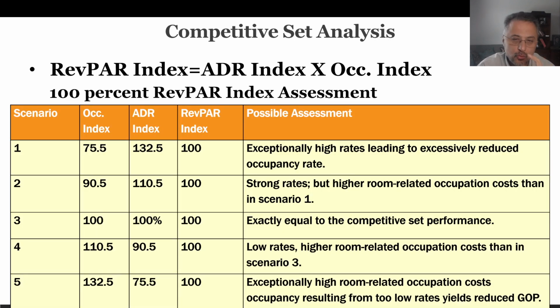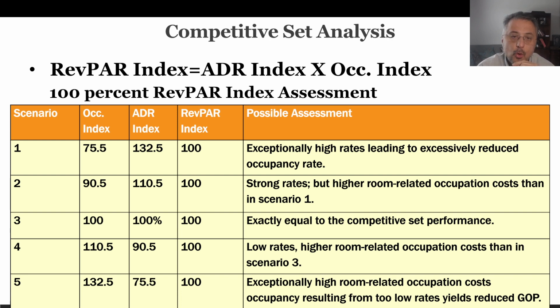Now, it is good to use index. I know it's getting more complicated in a sense, but it's good to use index to compare our performance to our competitors. However, as always, we should consider different KPIs to understand what is really going on with our property. Like in this example, there are 5 different scenarios with exactly the same RevPAR index, which in this example is 100.